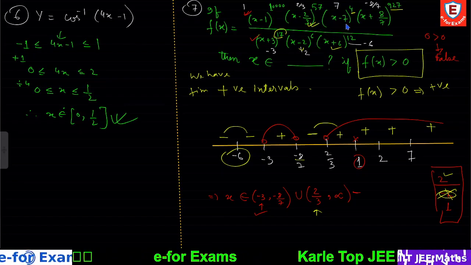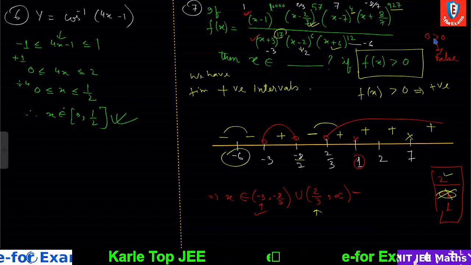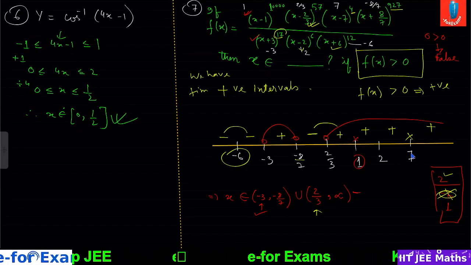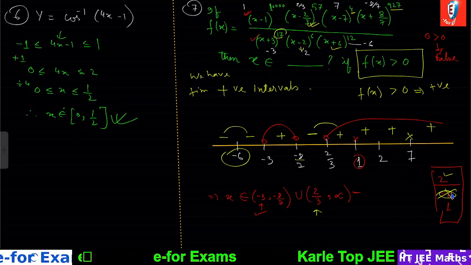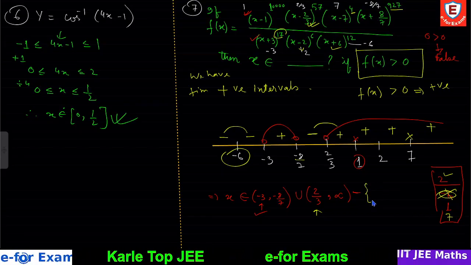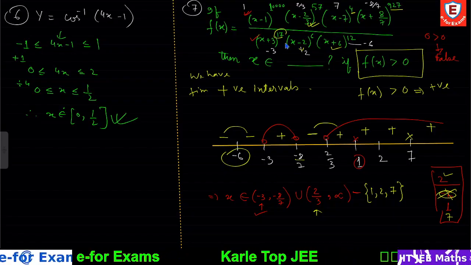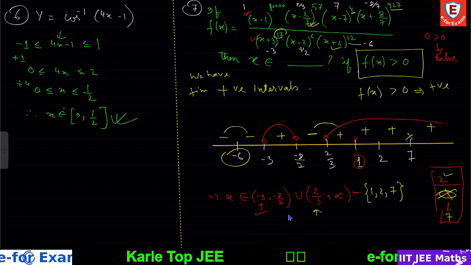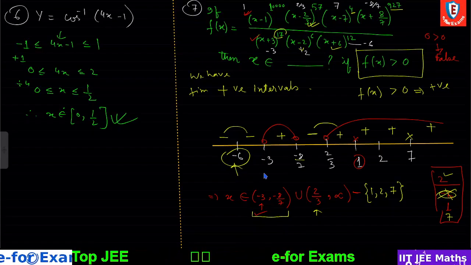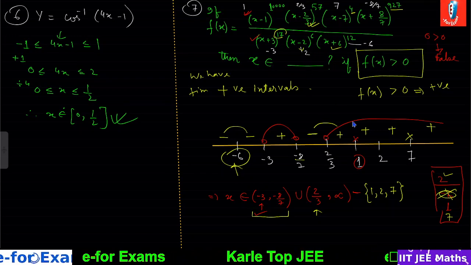This is okay. Then 7 is included here, so 7 should be excluded. If we put 7 here, it will become 0. 0 greater than 0 is false. So 7 should be excluded. So 1, 2 and 7 should be excluded. Discrete set 1, 2, 7 excluded. What about minus 6? Minus 6 is not included at all here. See, minus 6 is here. Not included.